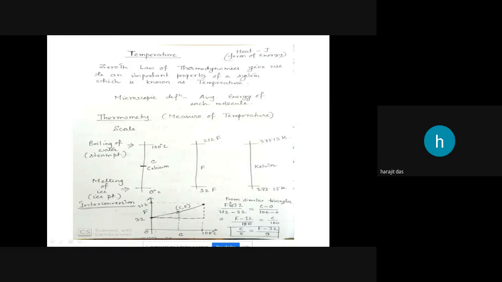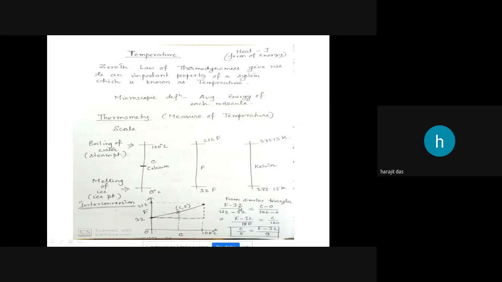If you simplify this, F minus 32 will remain the same. 212 minus 32 will be 180. C minus 0 is C, 100 minus 0 is 100. If you simplify this, it will be C upon 5 equals F minus 32 by 9. So this is the relation between the Celsius scale and the Fahrenheit scale. If one system is given on the centigrade scale, you can find out the temperature on the Fahrenheit scale by this relation. So it is very simple.